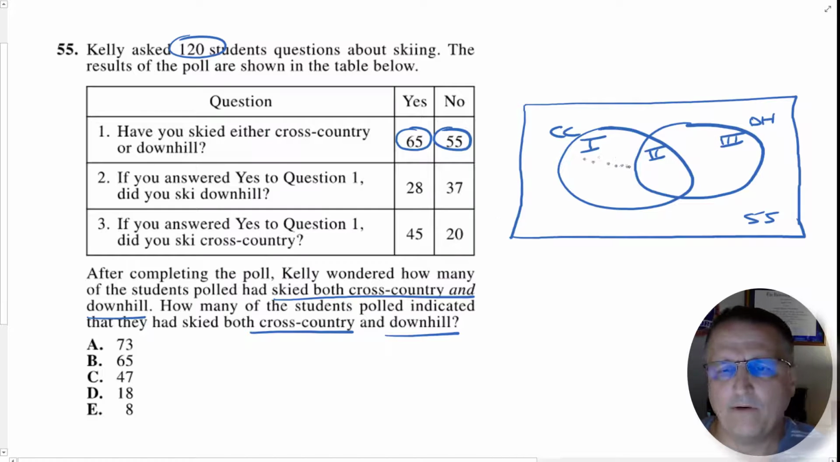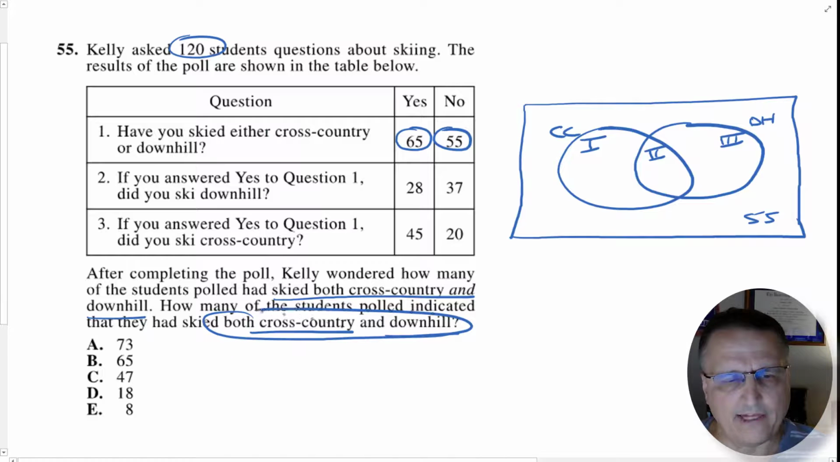Now, how do we figure out what are in each one of these? Well, first of all, let's make sure we understand what we're trying to calculate. How many students skied both cross-country and downhill? The question that we're being asked really is how many students are in region 2 of our Venn diagram? So question 2 says, if you answered yes, meaning you're one of the 65 students in regions 1, 2, or 3, did you ski downhill?